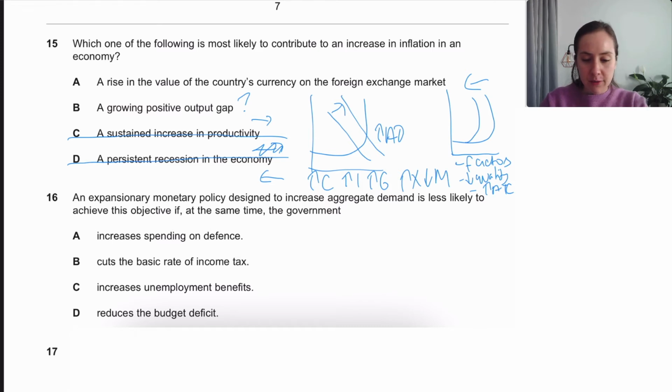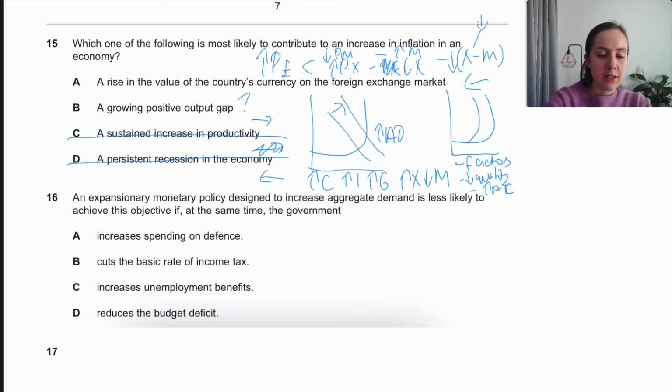A rise in the value of a currency. Okay, so if the price of the pound increases, we have two things. The price of imports is going to fall and the price of exports will increase. So X will decrease, M will increase, so X minus M will decrease and therefore AD will decrease. That won't cause inflation. So I guess that was it.